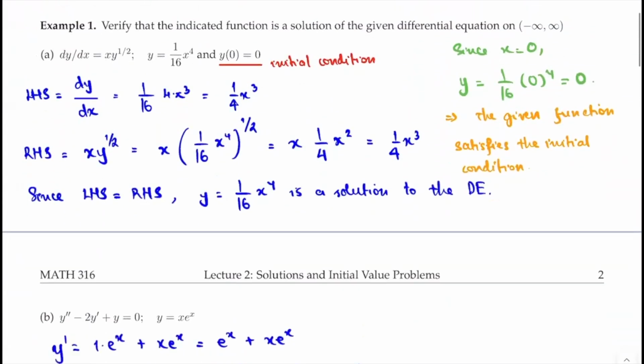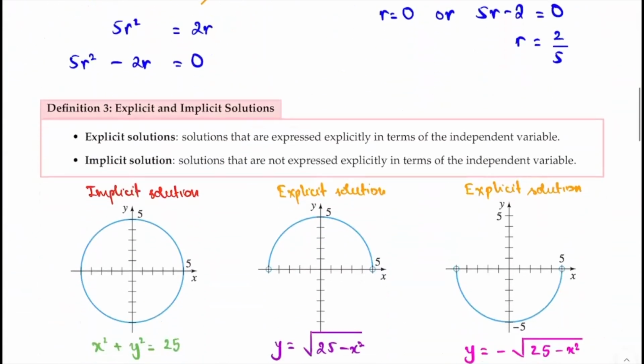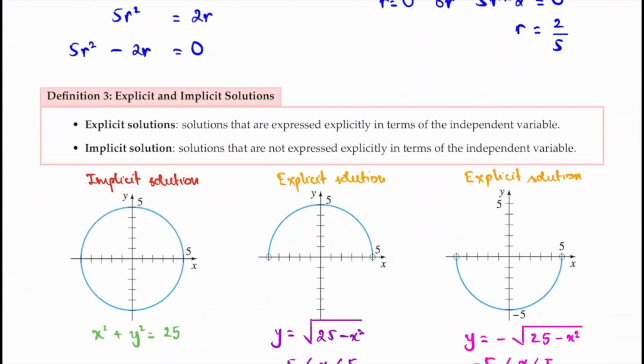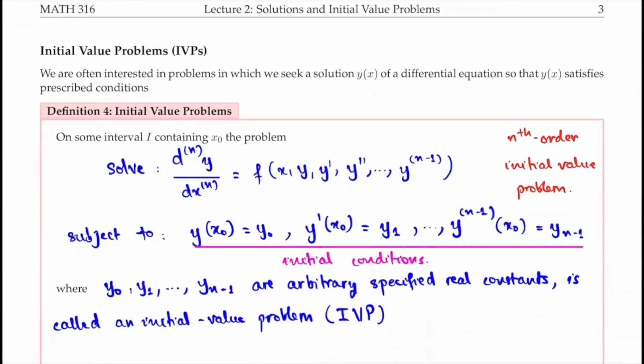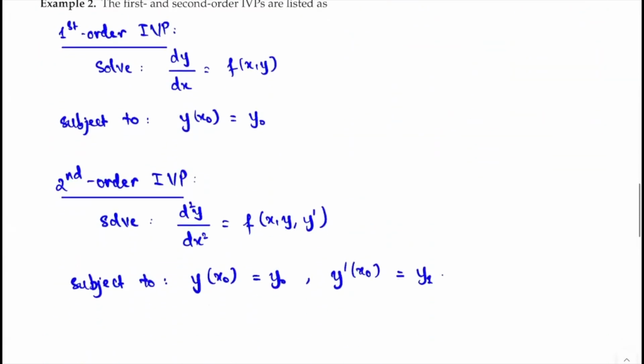We go over some examples of how to verify that a given function is a solution to a differential equation. We talk about explicit solution and implicit solution. We talk about the initial value problem. Again, the idea for this course is that given a differential equation and given initial conditions, can you solve it? And the setup for the initial value problem is shown right here. So an nth order initial value problem indicates that you have an nth order differential equation and n initial conditions. And to simplify this setup, we talk about the first order initial value problem. This is the first order differential equation, and it requires only one initial condition.